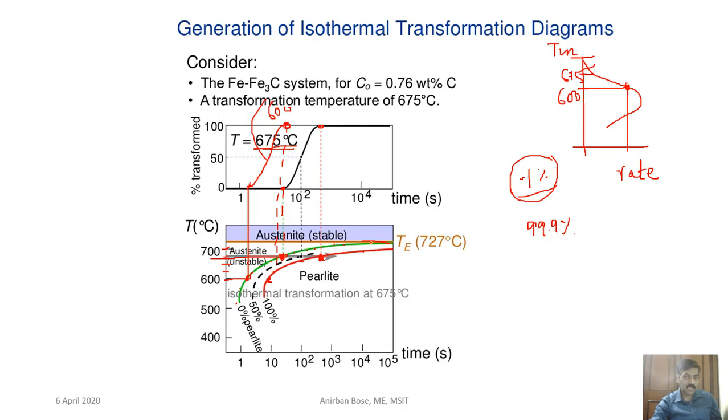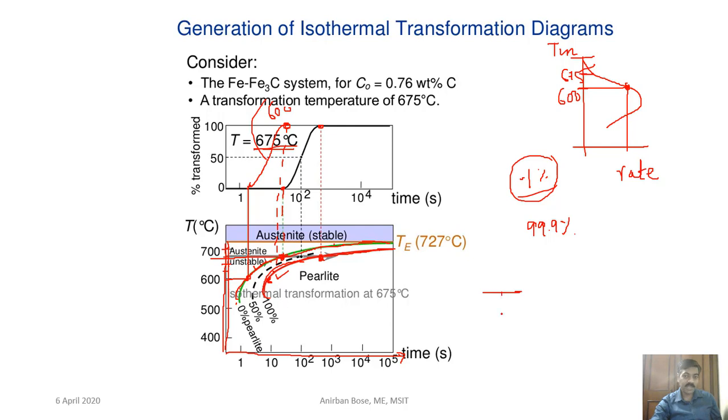So this diagram is what is called the time temperature transformation diagram, where you can see this is the starting curve of the transformation. Here you will see this is the finishing curve of the transformation. What are the axes? The axes are temperature in the y-axis and time in the x-axis.